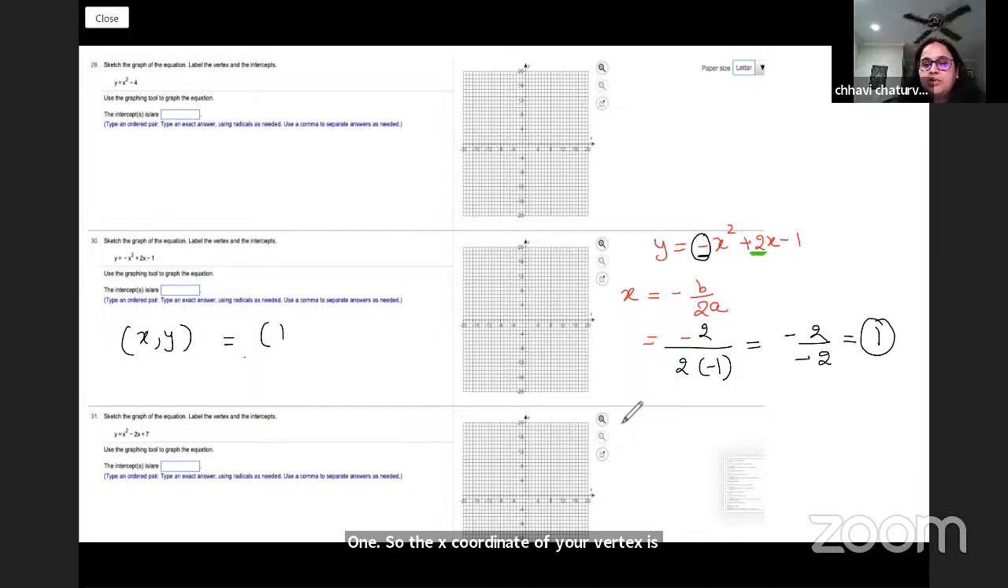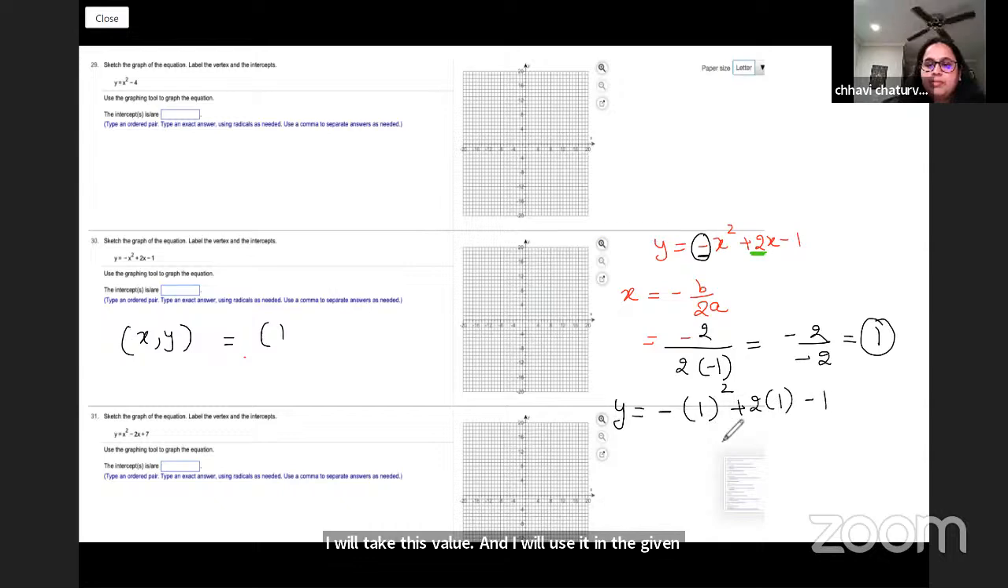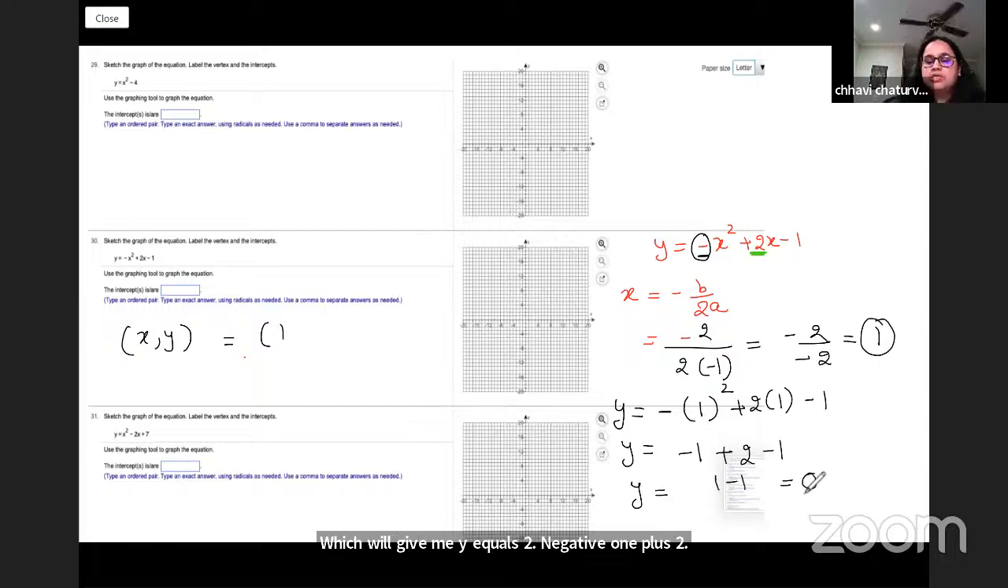And how do I find the y coordinate? To find the y coordinate, I will take this value and use it in the given equation. 2 times 1 minus 1, which will give me y equals negative 1 plus 2 minus 1, which will give you 1 minus 1, or 0.